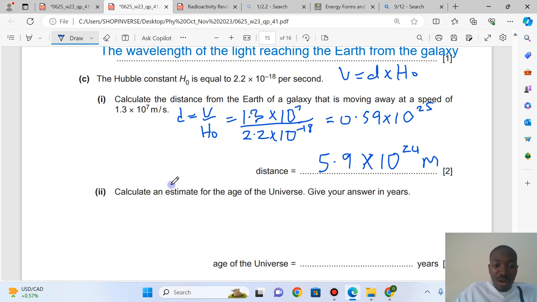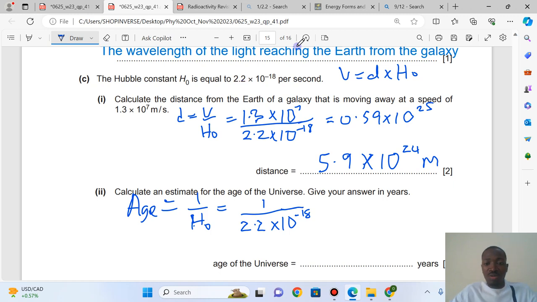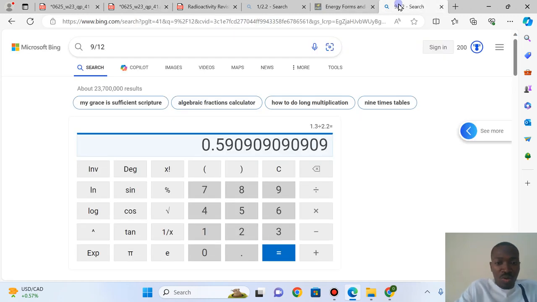Calculate an estimate of the age of the universe. Give your answer in years. Age of the universe, age is equal to, my handwriting is not looking nice, it doesn't matter. Fine, it matters. Age is one over Hubble's constant. We have Hubble's constant as 2.2 × 10⁻¹⁸.